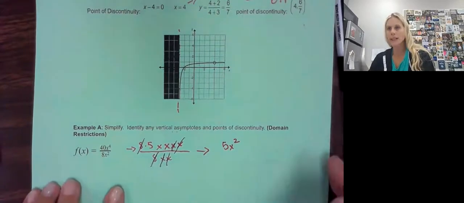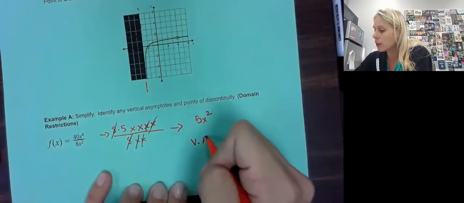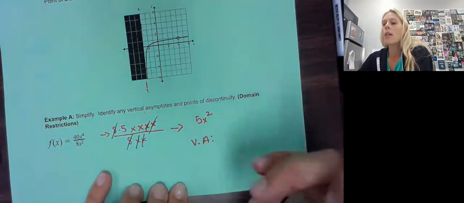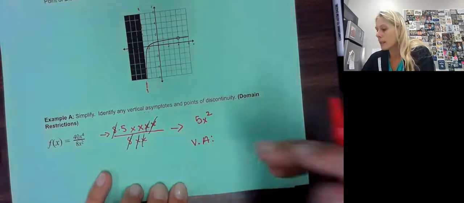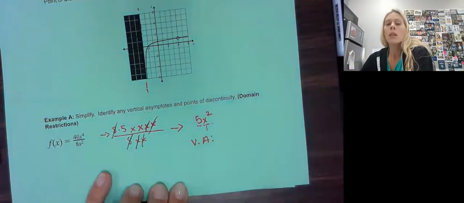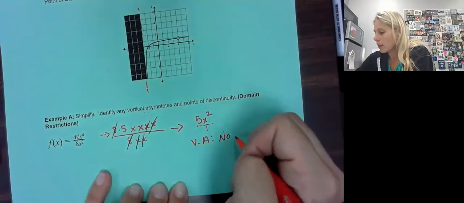All right, perfect. Now let's talk about our vertical asymptotes. Remember, our vertical asymptotes come from the simplified version, what is in the denominator. And as you can see, this denominator would be 1. So it can never be 0. So we don't have any vertical asymptotes.